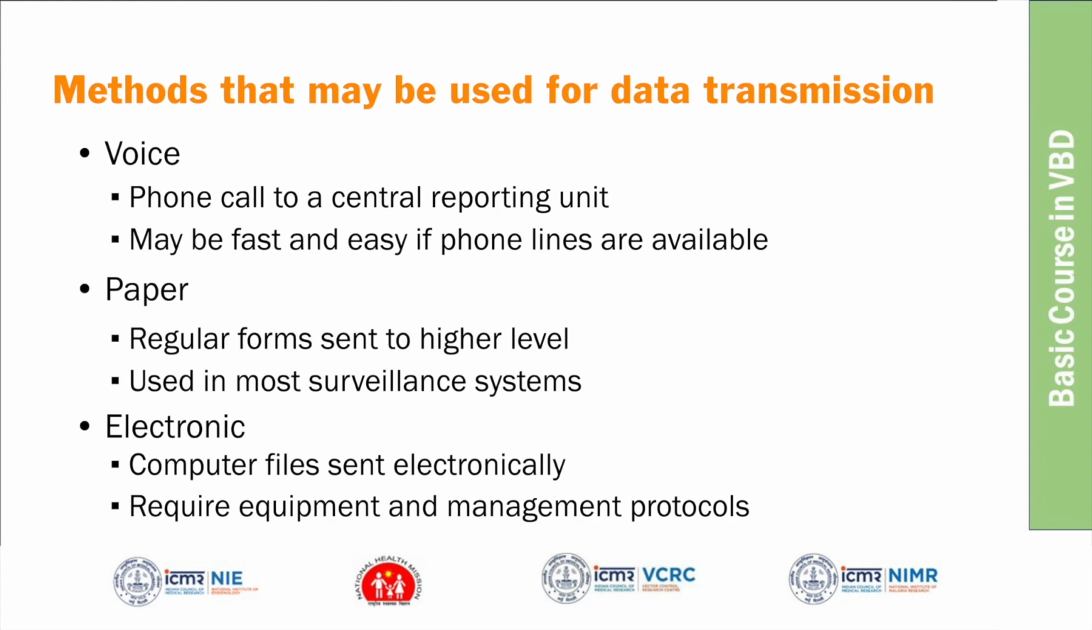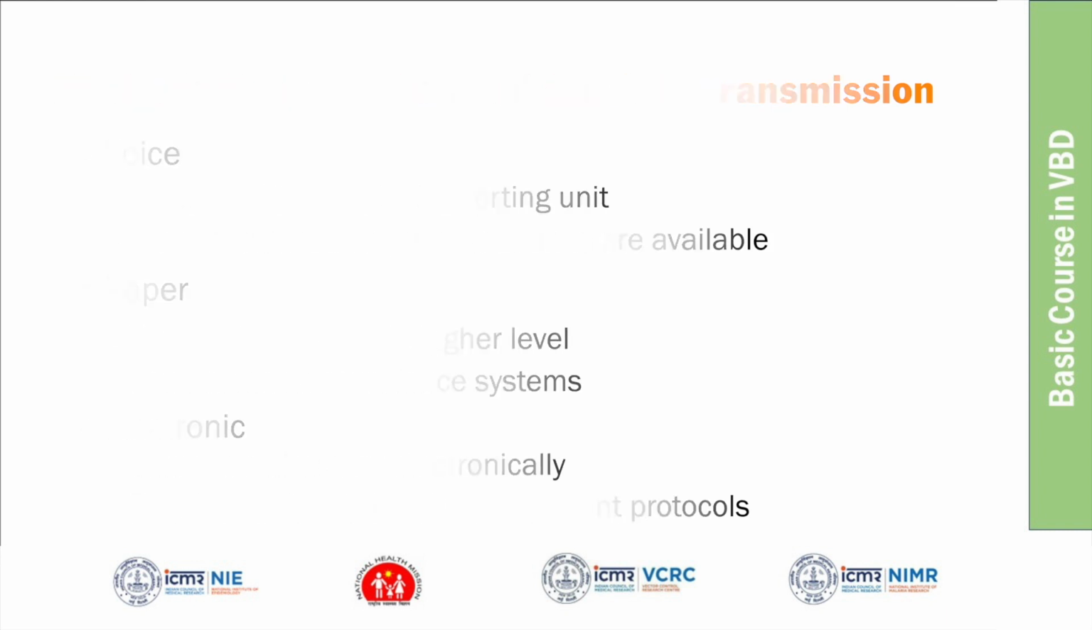In the telephone or voicemail central reporting unit, it may be very fast because the data collection is very immediate. Paper reports we regularly send to the higher levels. Most of the surveillance as of now uses paper, but slowly we are converting to electronic based surveillance systems, because most of the PHCs are community health centers or district hospitals with limited computers and human resources.